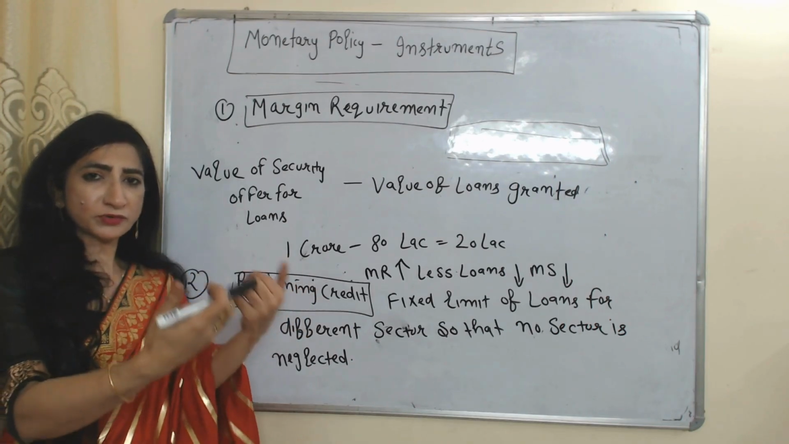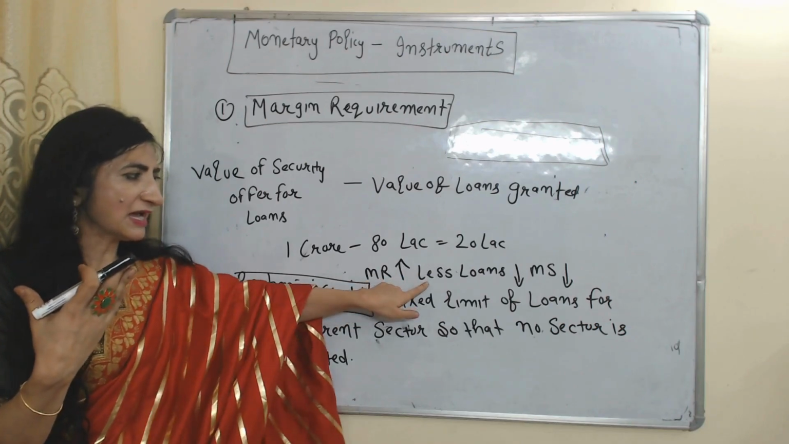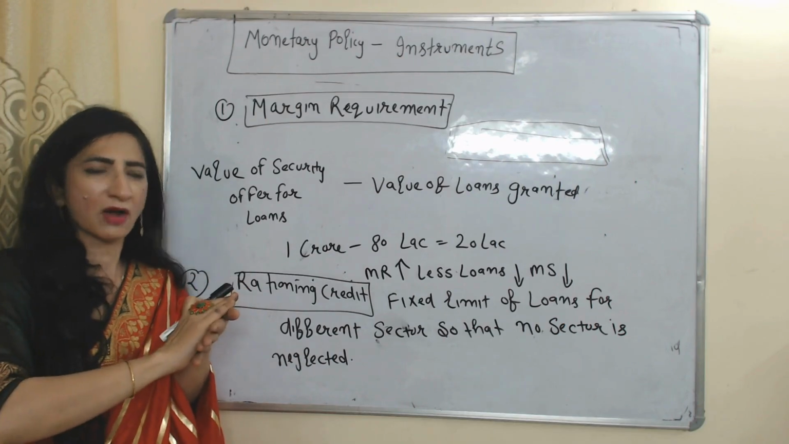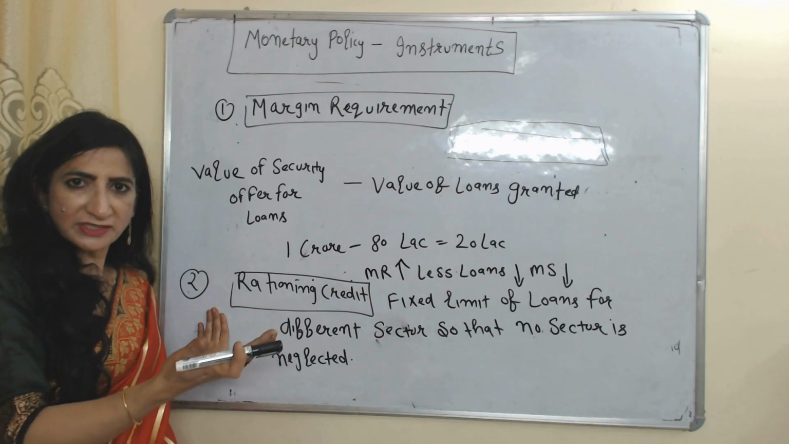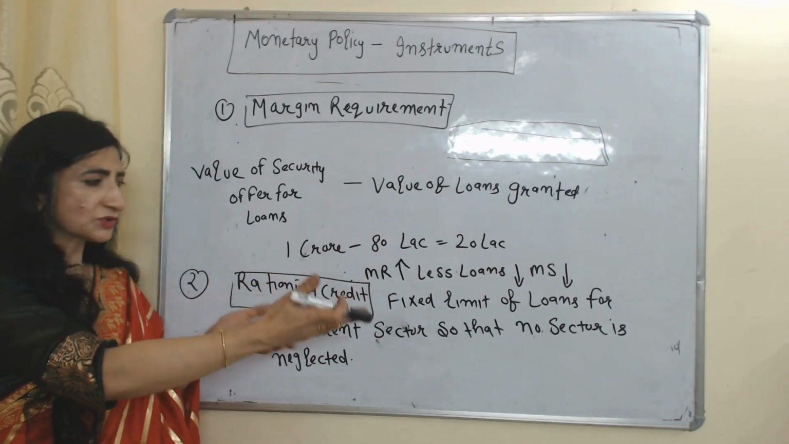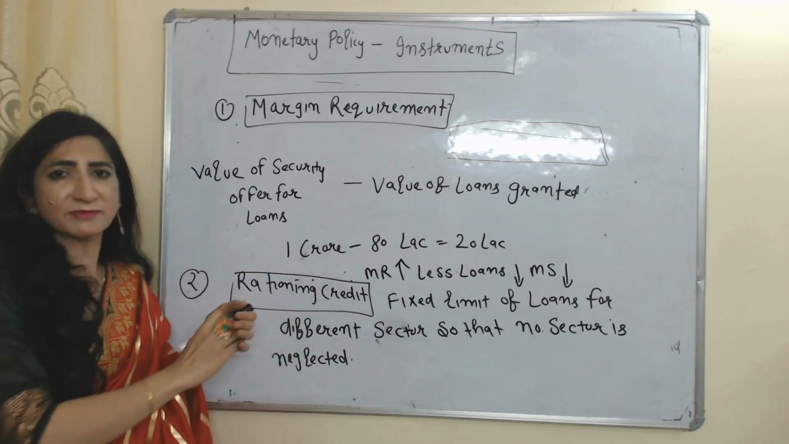If the central bank wants to reduce the money supply, then it will increase the marginal requirement. As a result, people will take fewer loans. Eventually, the money supply will reduce in the economy. The next instrument is rationing of credit. Under rationing of credit, the central bank fixes limits of loans for different sectors so that no sector is neglected, and commercial banks can give loans within these limits only.